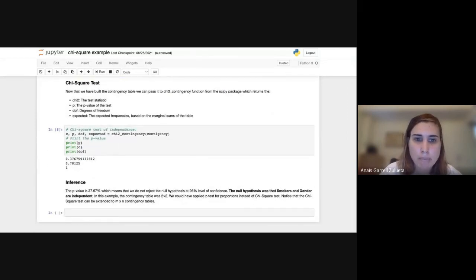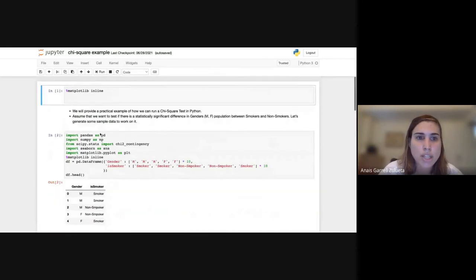So if I apply this chi2_contingency to my data, you see that I have a p-value of 37%. 37% is larger than 5%, so it means that we cannot reject the null hypothesis. The null hypothesis was that smoking and gender are independent. So we cannot reject that. But it doesn't mean that we can accept the null hypothesis, because we don't have extra information. So this is how we use the chi-square example.